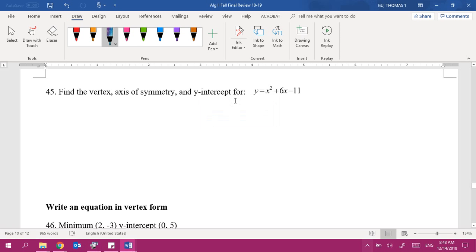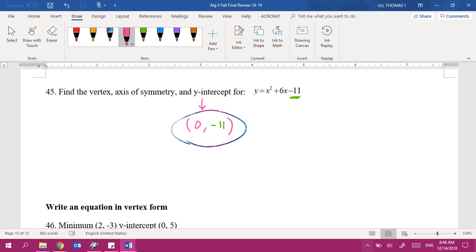Okay, 45 asks for the vertex, axis of symmetry, and the y-intercept. So some of these things you can find right away. So the y-intercept you can see right away in here. Remember, the y-intercept is supposed to be parentheses 0, comma, a number. What's that number going to be? Negative 11, right. It's the c value, so negative 11. So the y-intercept is 0, negative 11, so I'm going to circle that as one of my answers.